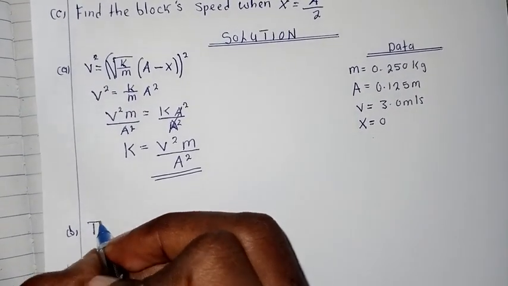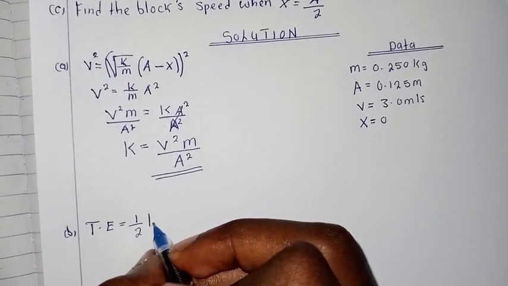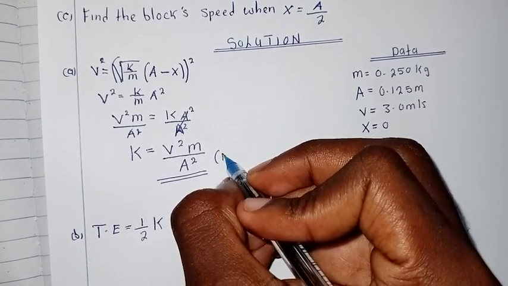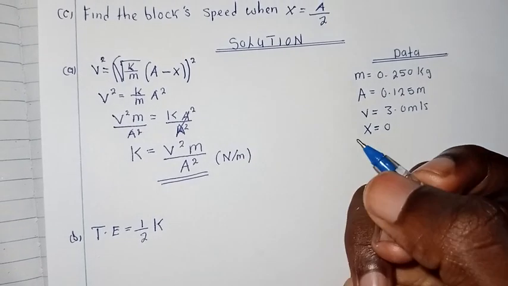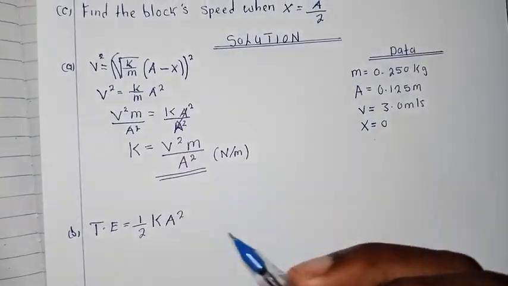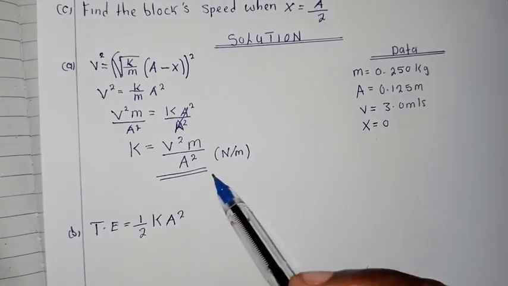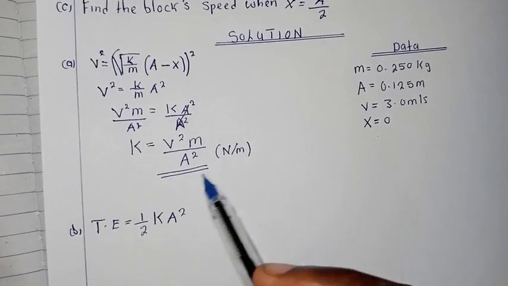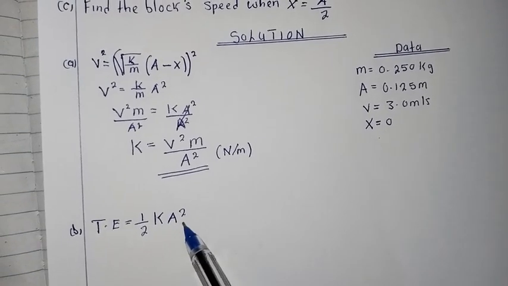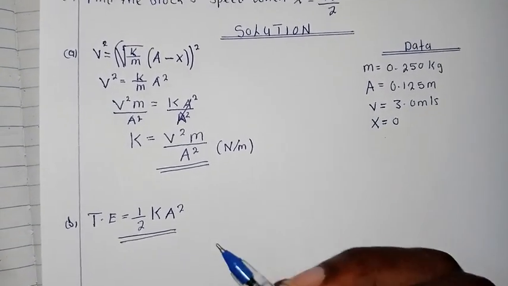So total energy is given by 1 over 2 the spring constant K. Remember the units for spring constant K, it is just Newton per meter. Okay, so this is going to be A squared, where we already have our spring constant. Our spring constant has already been found here. So you replace the spring constant with the K here, then your amplitude is here, then you do your calculations, and you'll be able to find your answer.